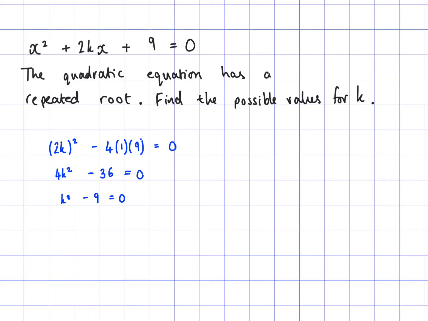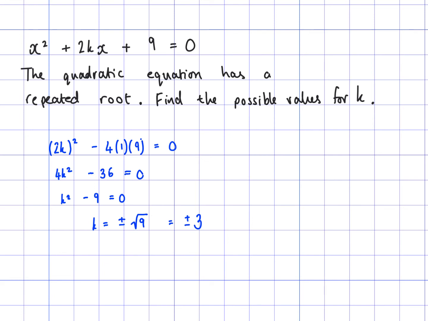Now here you can either factorize this as a difference of two squares and then solve it like that, or you can add 9 to both sides and square root it. Okay, so if I add 9 to both sides and square root it, I will get k is equal to plus and minus square root of 9. So therefore k is equal to plus minus 3. Okay. Now, so the possible values for k are positive 3 and negative 3.